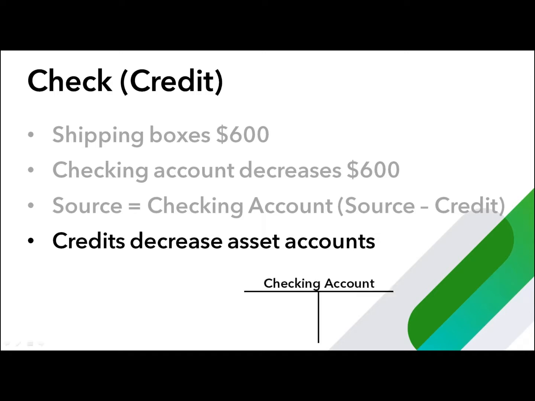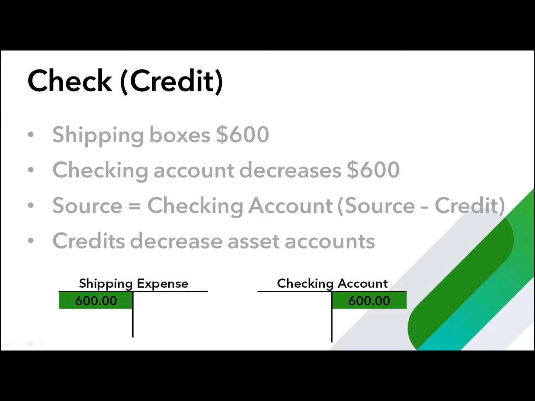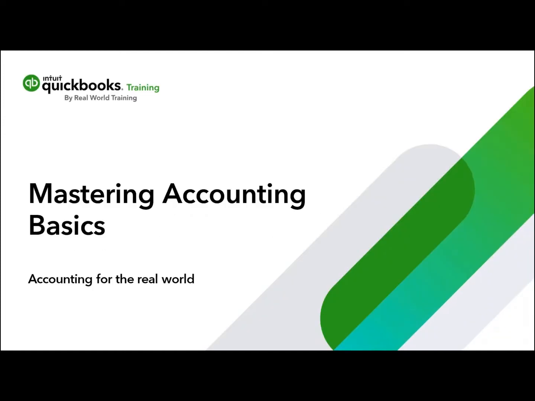Here's the checking account represented as a T. Remember, credits appear on the right. Enter the credit of $600 to show the money coming out of the checking account. Now let's bring back the other side of the transaction. The use of the money is shipping expense. This is represented on the left side, the debit. Note that the debits equal the credits. In the next topic, you learn how QuickBooks makes this entry for you.